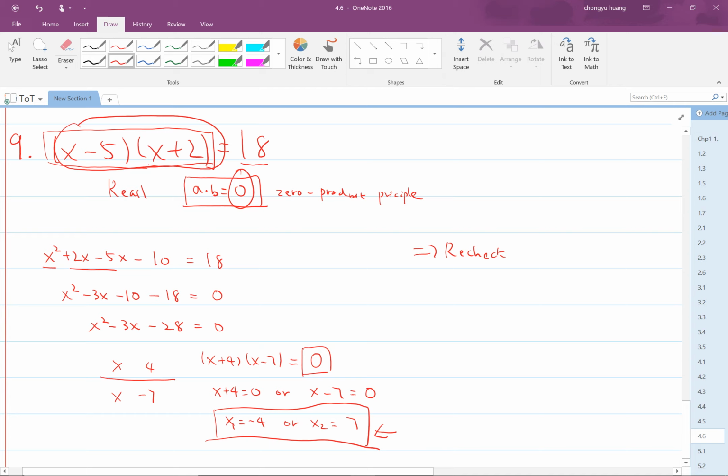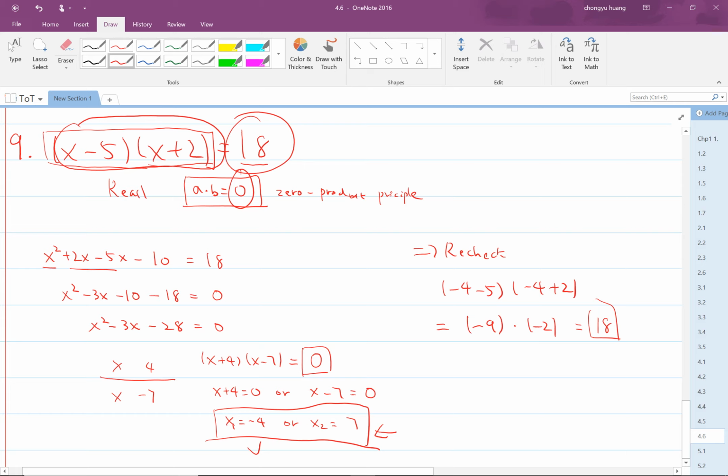So let's plug negative 4 back. We have negative 4 minus 5, and we have negative 4 plus 2. Negative 4 minus 5 is actually negative 9. Then we multiply by negative 2, so the negative becomes positive, and 2 multiplied by 9 is 18. So you see we get the right solution, it's also 18. That means negative 4 is valid.